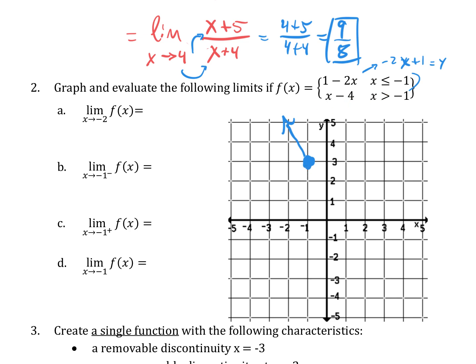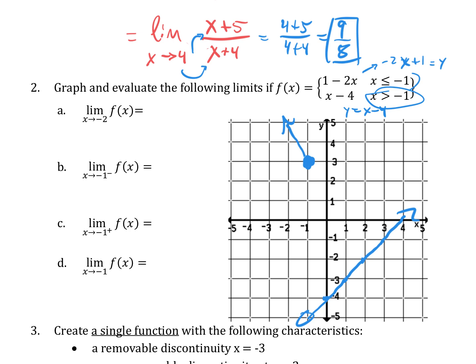Now we're going to graph this line, y equals x minus 4, y-intercept of negative 4, slope of 1. Okay, something like that. And this is for all values greater than negative 1. So let's go ahead and put an open dot there. So it is a function. There's only one value for each x, one y for each x.